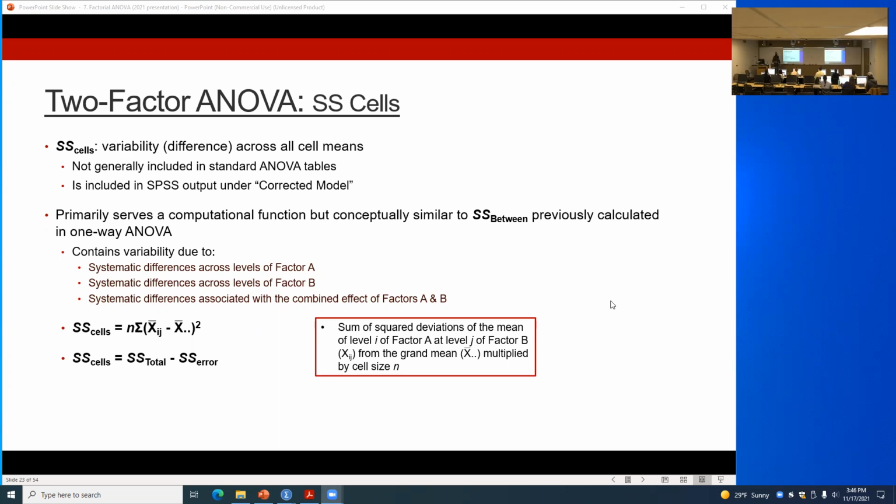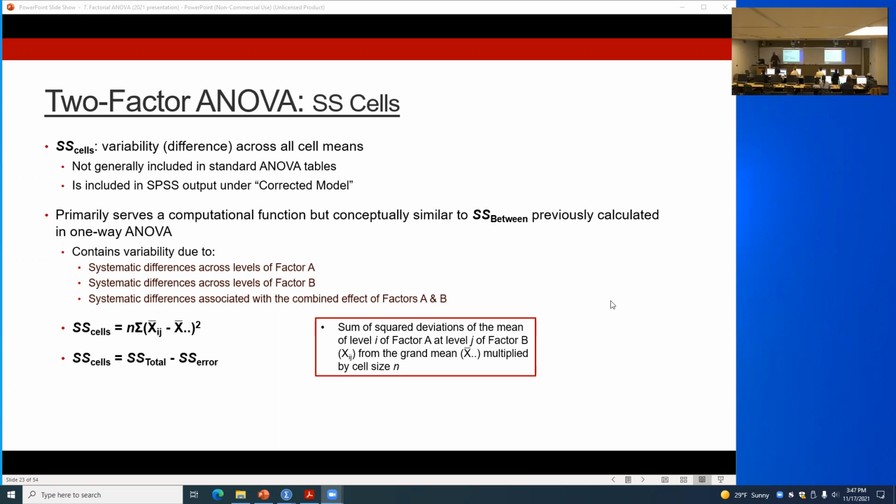So basically, we're taking each one of the cell means, subtracting it from the grand mean, and squaring that deviation score. This is like taking each of those individual cells and running them as a one-way ANOVA; that would just be the differences across these cells. We can also get this by subtraction. We can take sum of squares total minus sum of squares error, and that gives us sum of squares cells as well.